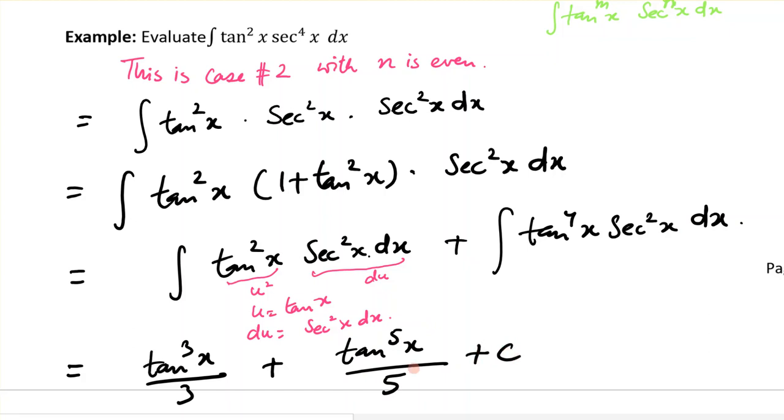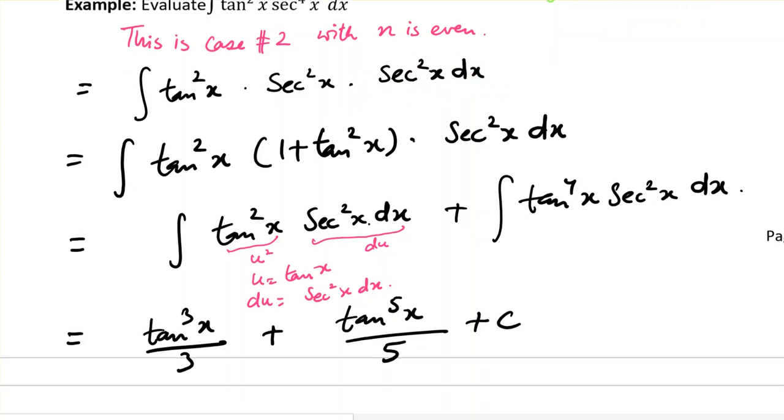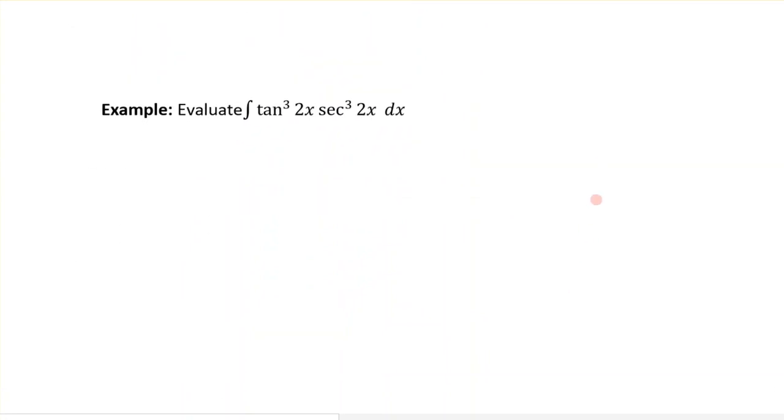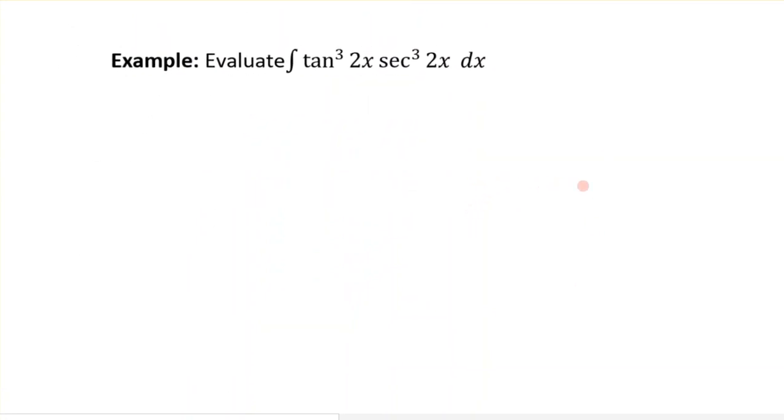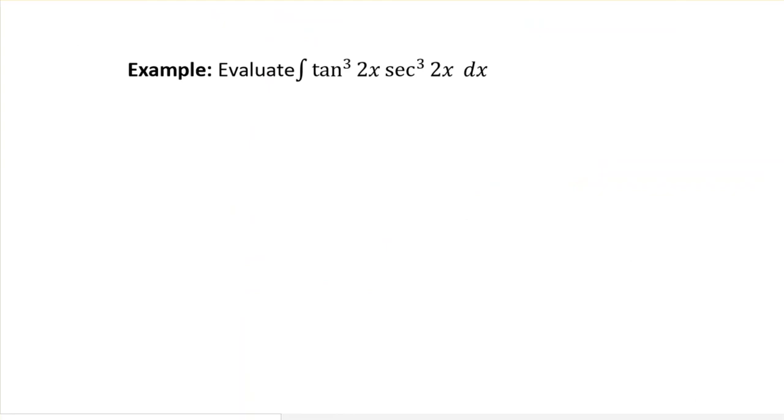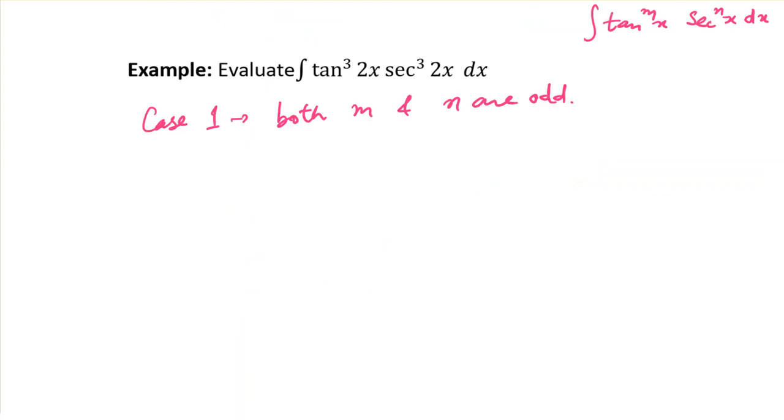So now this explains the reason why we keep a factor like secant square x aside in the beginning, so that we can make the differential of tangent. Let's practice with one more. So next we have when both the powers are odd. So that is our case number 1.